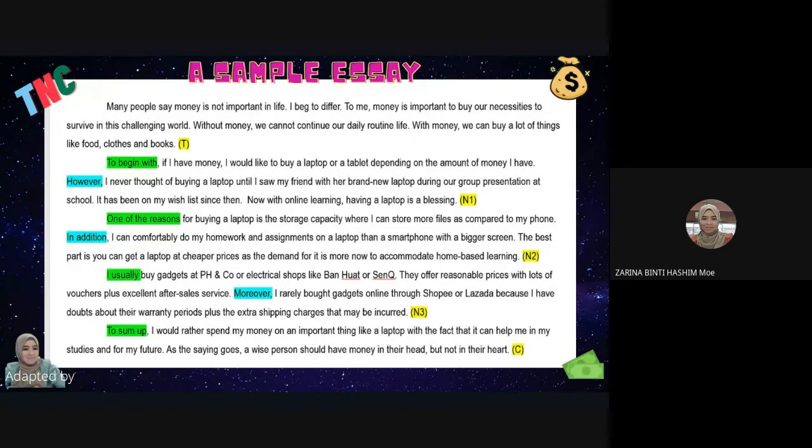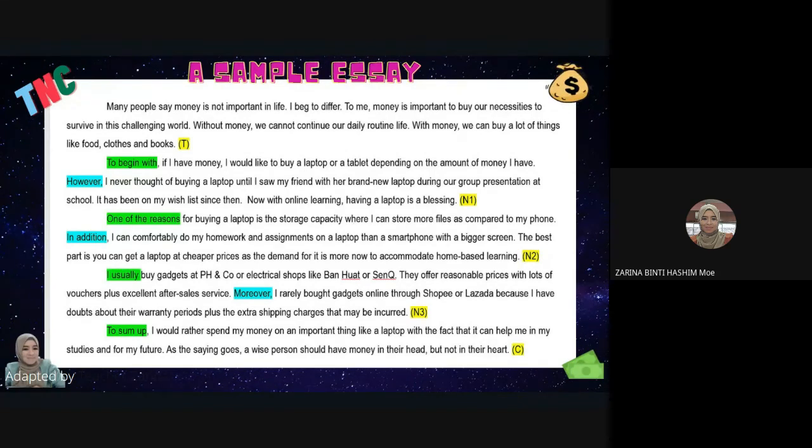So let's look at the sample essay. The place that you usually buy the product. So how do you write that? I usually buy gadgets, or you can say I usually buy laptops or electrical items from electrical shops like Banhuat or Senkyu or Senhing.